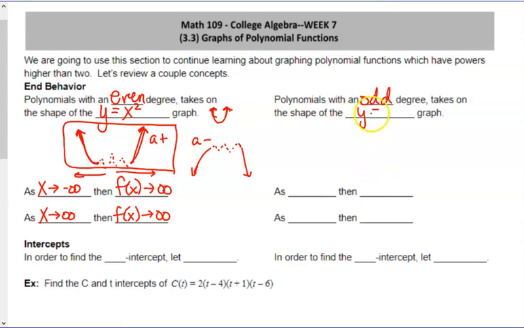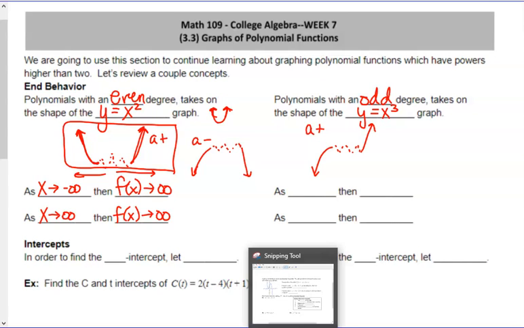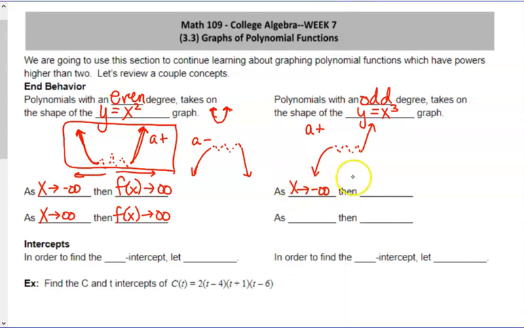If we had an odd degree function, we said that it looked like that x cubed function. As long as a is positive, x cubed started down here, came up, and we can bounce around inside here, and it goes in the opposite direction when we have that odd power. So as x goes to negative infinity, f of x goes to negative infinity. And if x goes to positive infinity, in this direction, the end behavior of my function goes to positive infinity. So this tells me that those are in opposite directions.